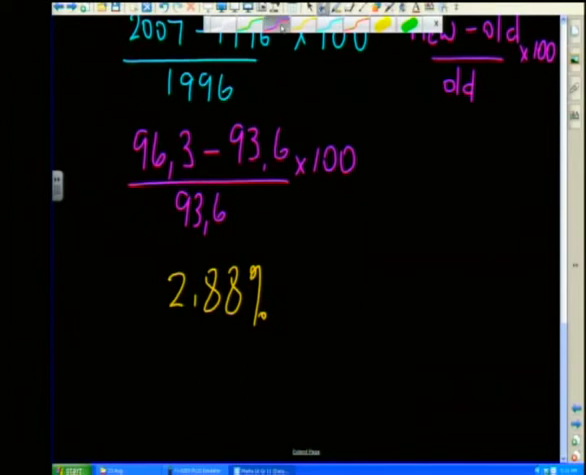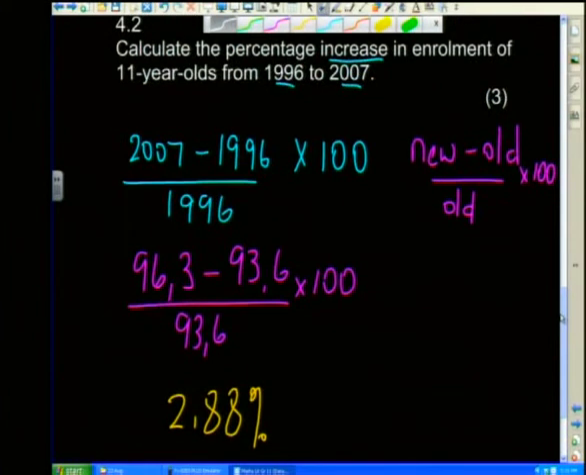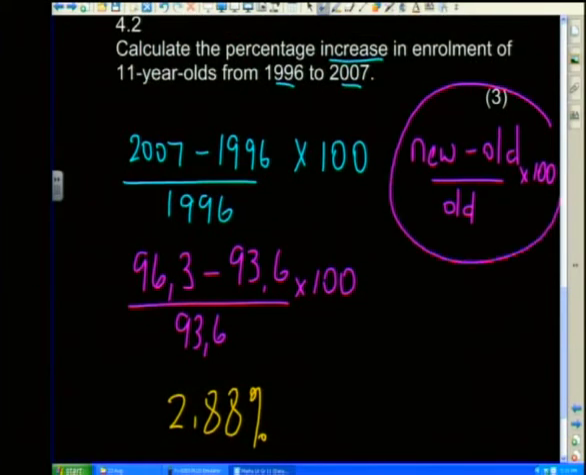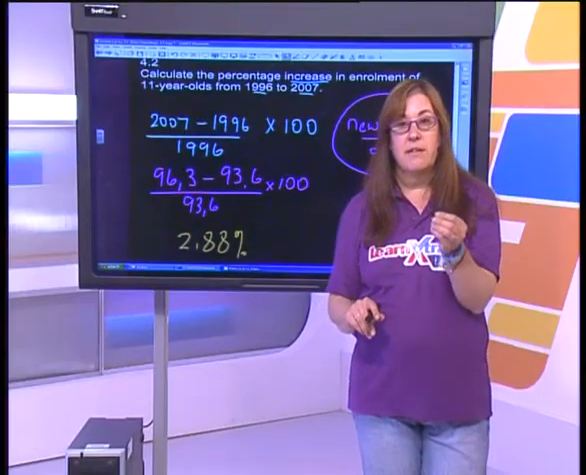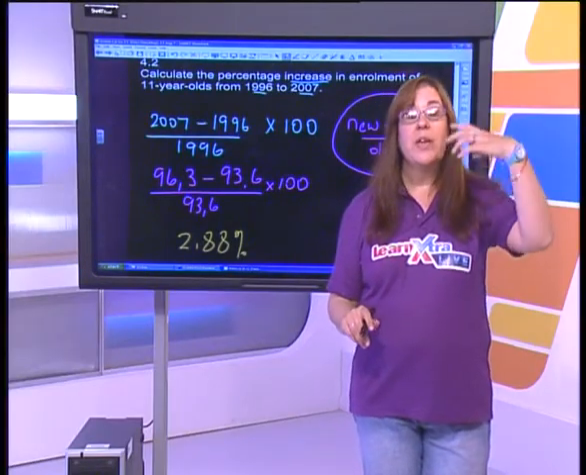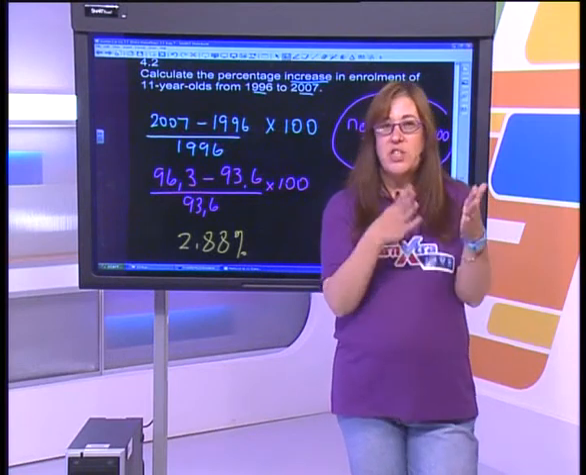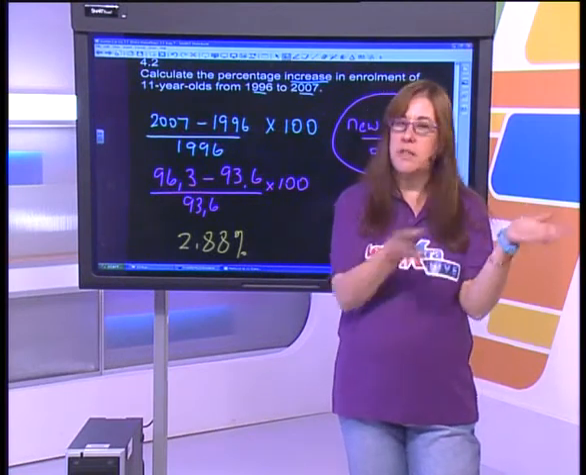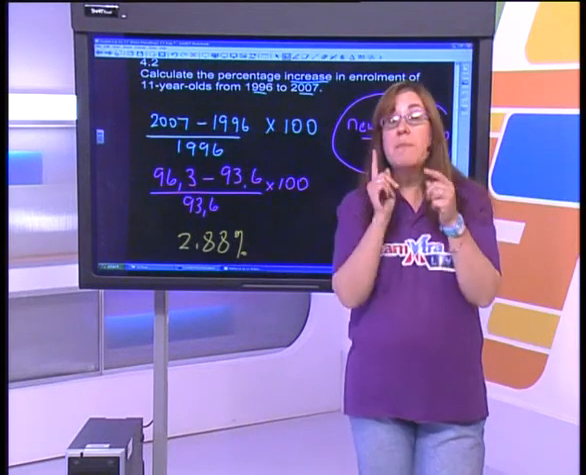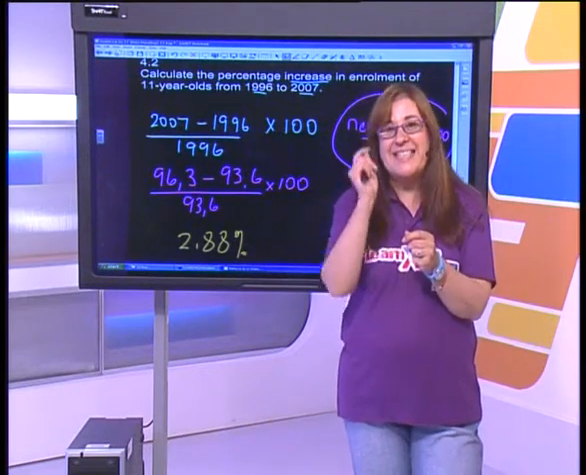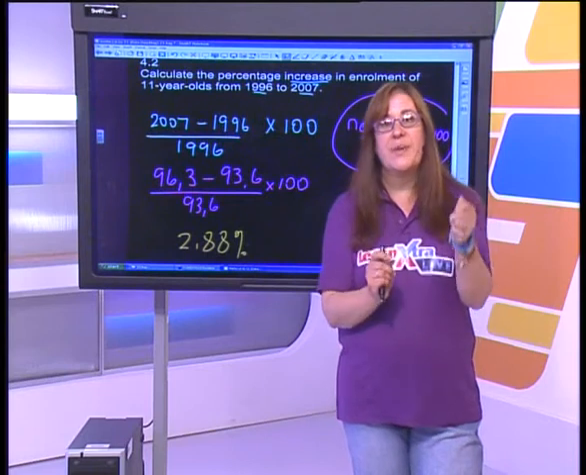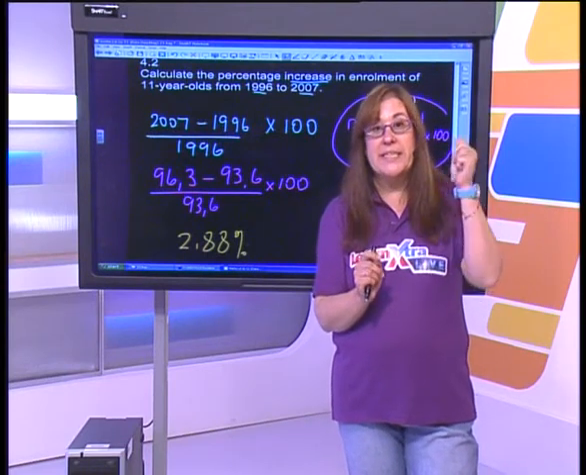Whenever you do this calculation that I showed you earlier, if you get a negative answer, just be aware that you cannot have a negative percentage. It doesn't make sense because percentage is something out of 100. So you can't have minus percentage. But what it means is that you have a percentage decrease. So it has gone down, and that is why there's the negative.